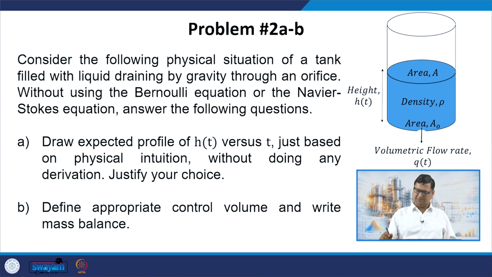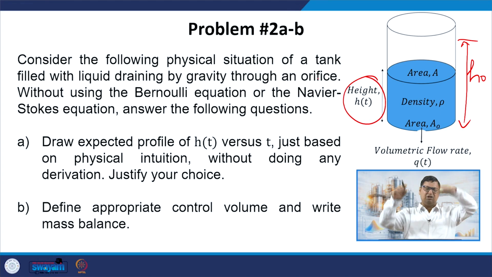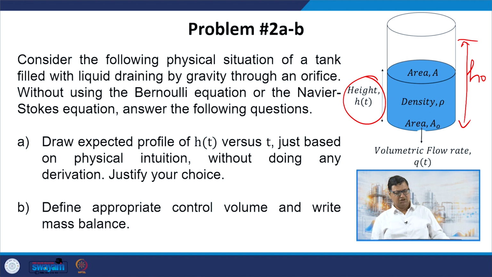You will begin with some height of liquid in the tank before the hole was punched in, and with time, height is going to be a function of time, and eventually all the liquid will drain out, right. So I want you to draw an expected profile of this height versus time based on the physical intuition without doing any kind of a derivation, and then I want you to define the appropriate control volume and write the mass balance for this particular problem, right. So let us first try to draw the profile.